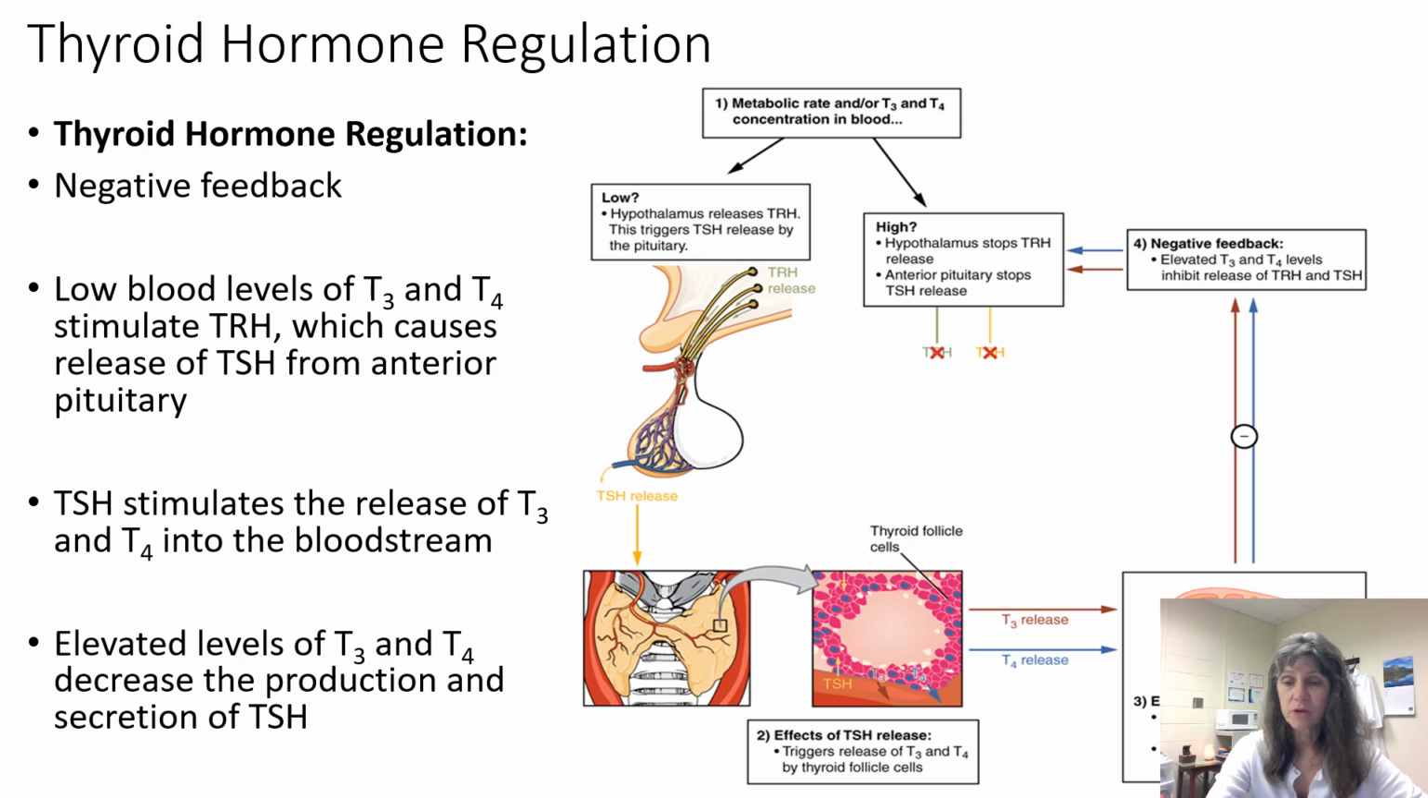and that will cause an increase in metabolism in cells, an increase in body temperature, and as the hypothalamus and the anterior pituitary detect an increase in levels of triiodothyronine and thyroxine, that will inhibit the release of thyroid stimulating hormone from the anterior pituitary, as well as it will inhibit the release of thyroid releasing hormone from the hypothalamus.